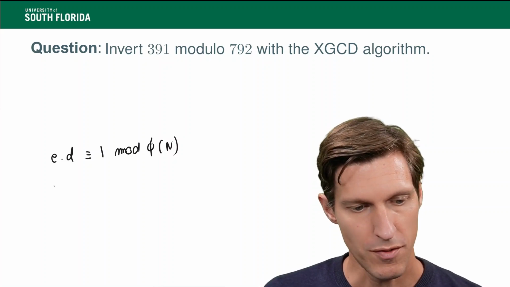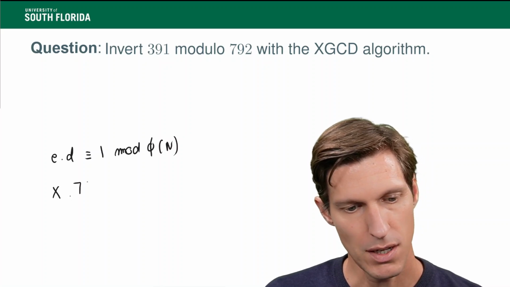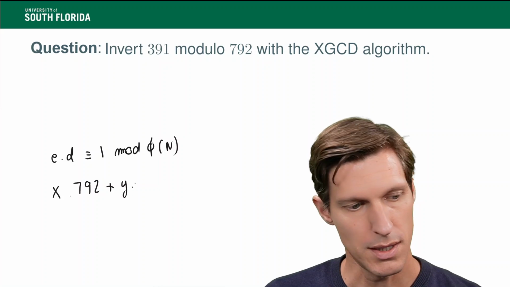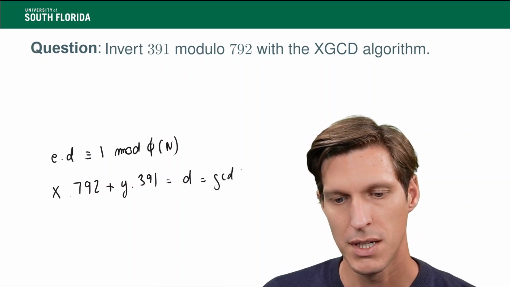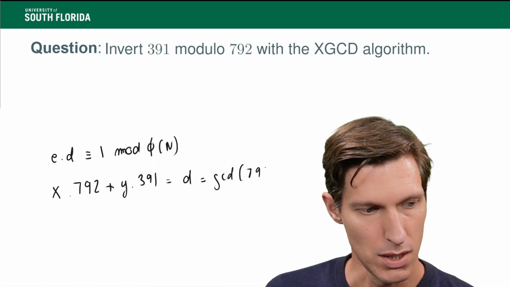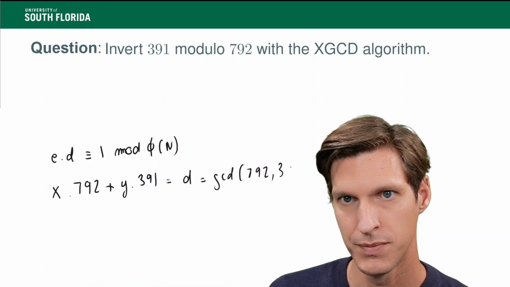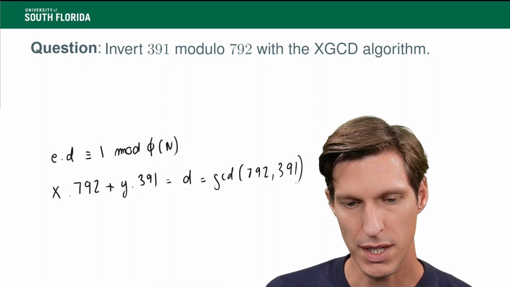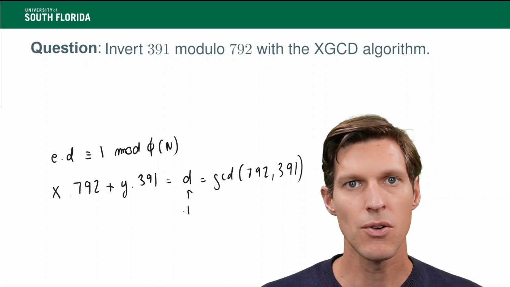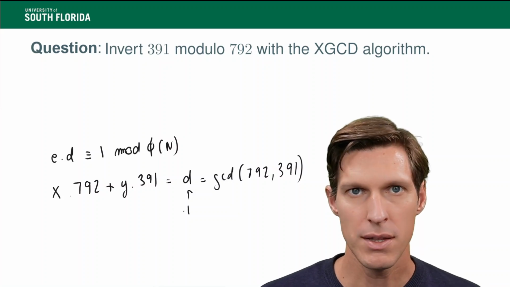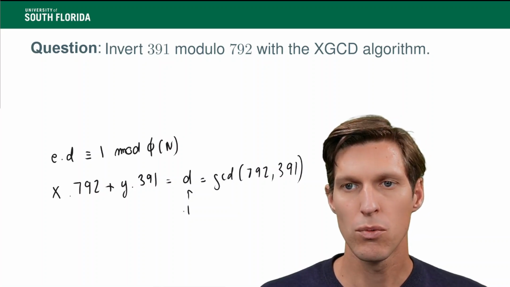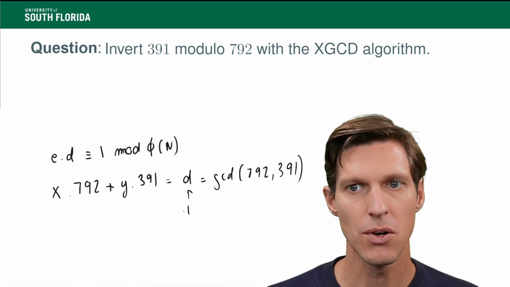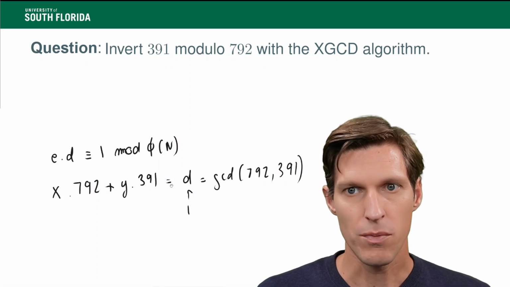So what does this mean? We want to find x and y such that x times 792 plus y times 391 equals d, which is the GCD between 792 and 391. And we hope, of course, that that GCD is going to be 1. The extended GCD algorithm will calculate x, y and d all at the same time. But for this inversion to exist, the two numbers have to be coprime. So for this question to make sense, we're expecting that d is going to be 1, but the extended GCD is going to confirm that for us.